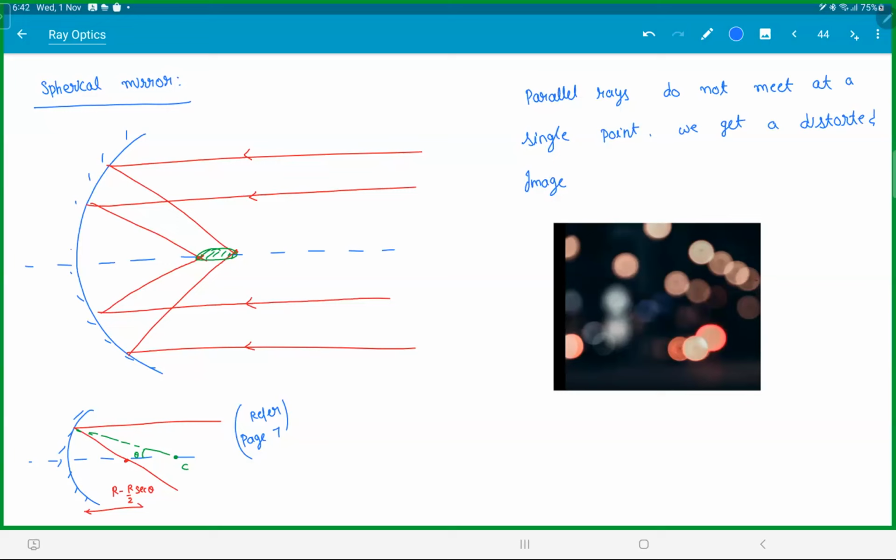Clear with this? So this is the problem with the spherical mirror, and this is called spherical aberration. Aberration meaning error. Spherical meaning it's an error because of being a sphere.